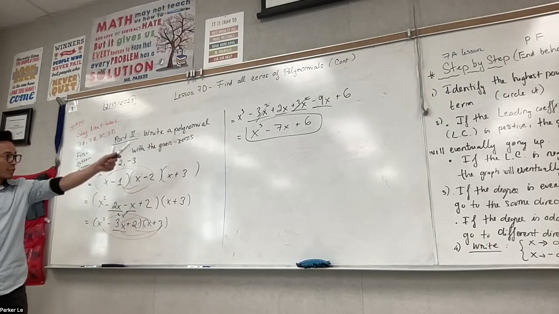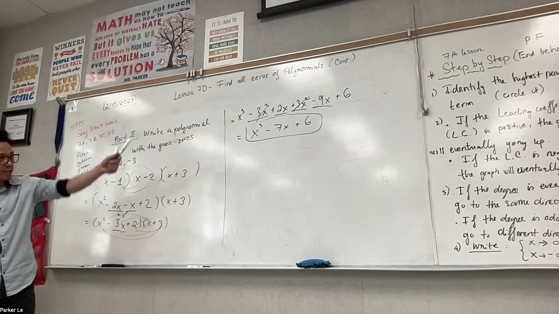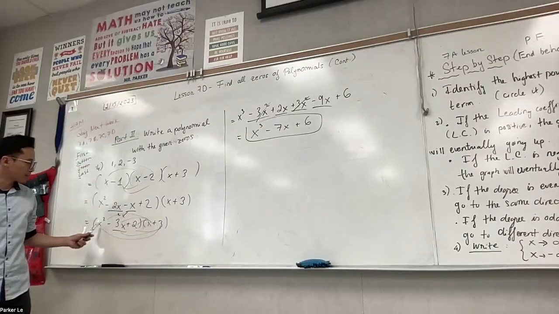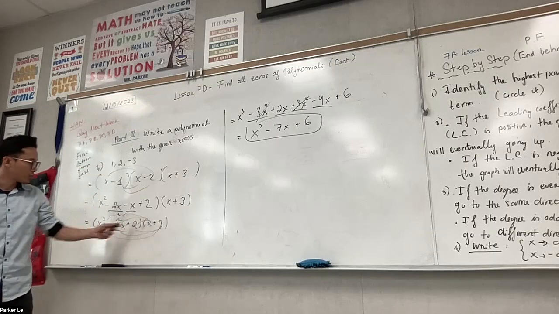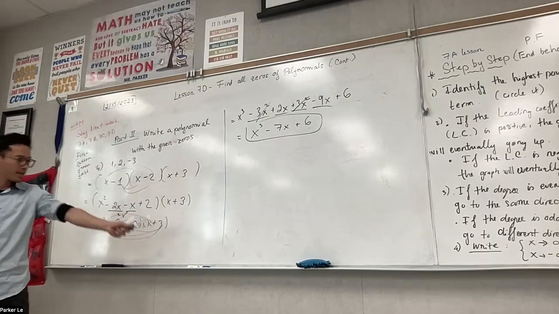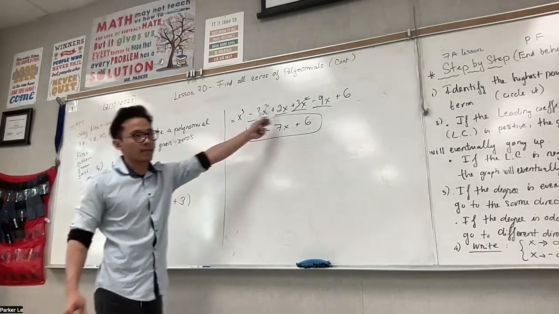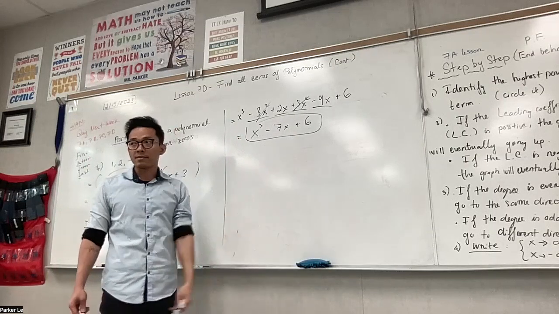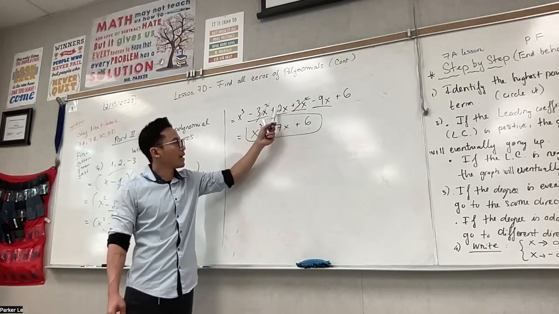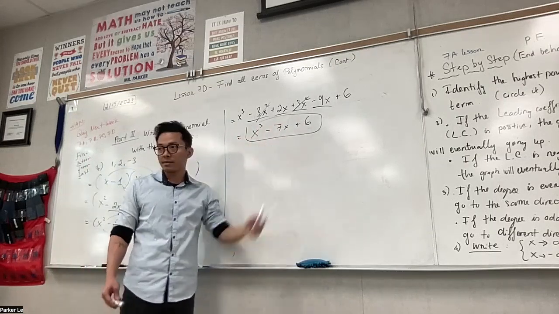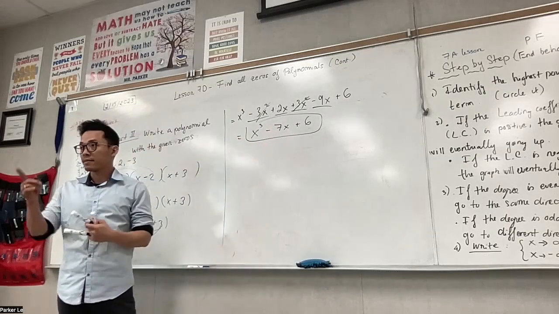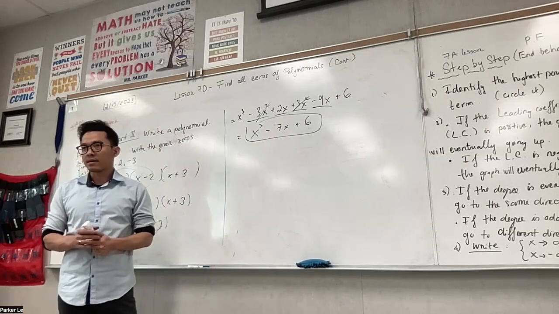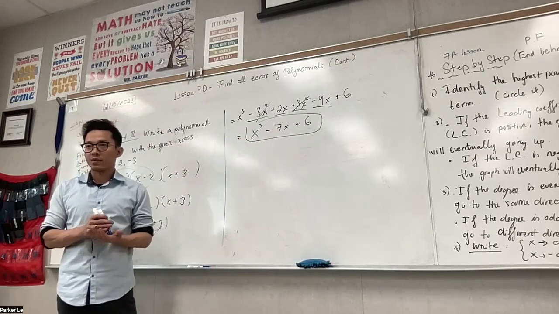So x times x squared is x cubed. X times negative 3x is negative 3x squared. X times 2 is 2x. 3 times x squared is 3x squared. 3 times negative 3x is negative 9x. And then 3 times 2 is 6. And I got this. Combine like terms: this one and this one cancel out. 2x minus 9x is negative 7x. Write in standard form.